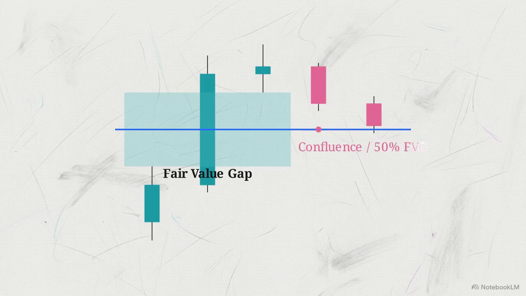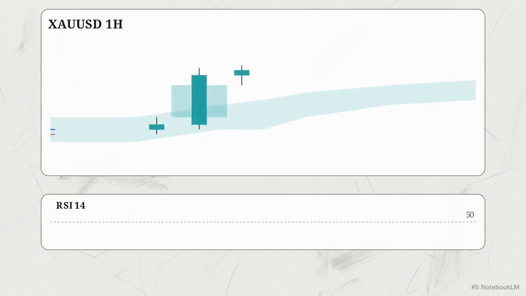The high probability entry occurs when that fair value gap overlaps with the Kijun-sen baseline. This confluence marks the exact spot where the market's need to fill a liquidity gap meets its historical tendency to return to a balanced state. We can apply this to a 1-hour gold chart. We'll load the standard Ichimoku settings, a 14-period RSI with the 50 level marked, and a transparent FVG indicator.